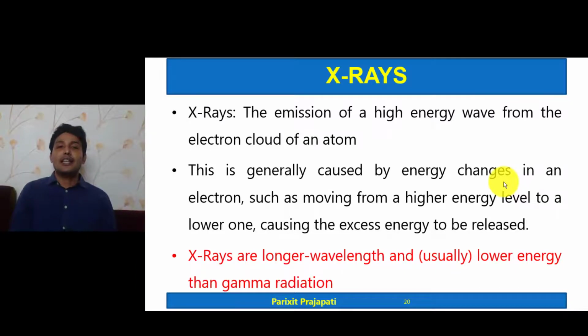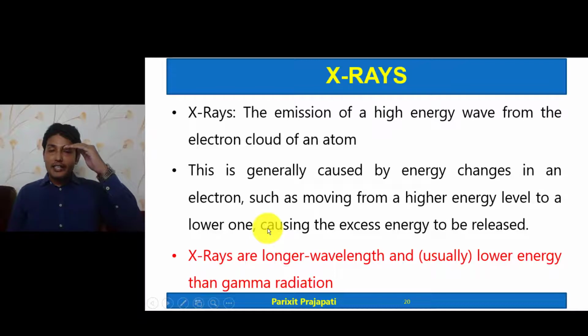Next, X-rays. Now what are X-rays? They are generally caused by energy changes in an electron, such as moving from a higher energy level to a lower one, or in other words, from a higher electronic shell to a lower electronic shell. So when it changes its position from a higher electronic shell to a lower one, say for example L shell to K shell, then it loses the excess energy, or it releases the energy in the form of X radiation or X-rays.